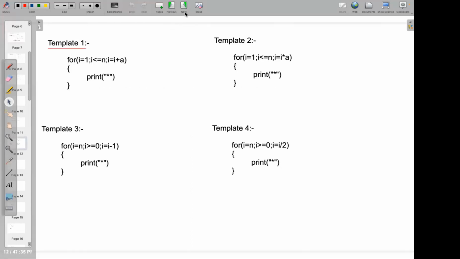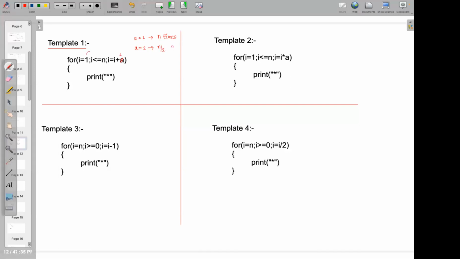Now, first template. So 4 templates I have given here. These we have seen in the last class also. Now check this. For example, if in place of A you have 1, how many times will this loop run approximately? N times. In place of A, if you have 2, then approximately how many times will the loop run? N by 2, right? Very good. This loop is going to run n by 2 times.